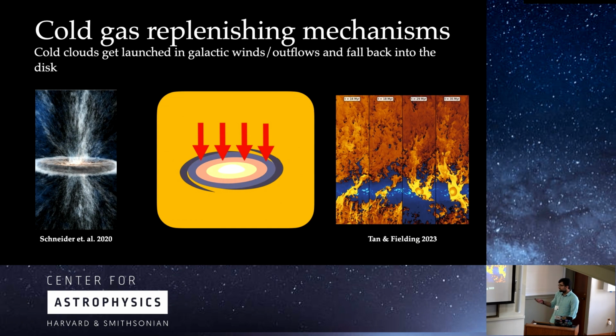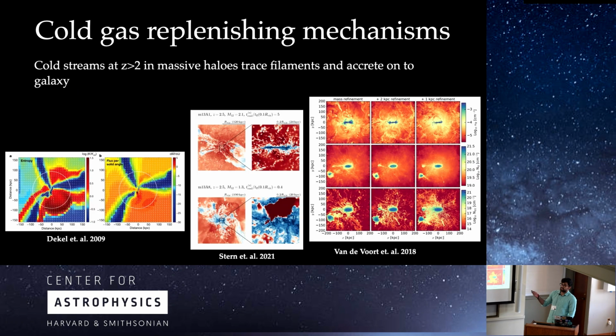The other way is that you can have cold streams that are accreting. These trace large dark matter filaments, and those can eventually bring cold gas down into the disk. This was first found by Avishai Dekel, and has since been confirmed with a lot of other simulations. We're not entirely sure whether streams exist, but there seems to be more data in the past few years that there might be streams like these.